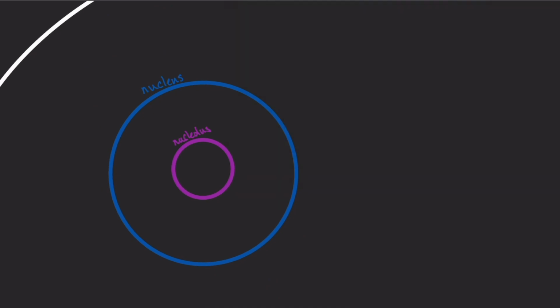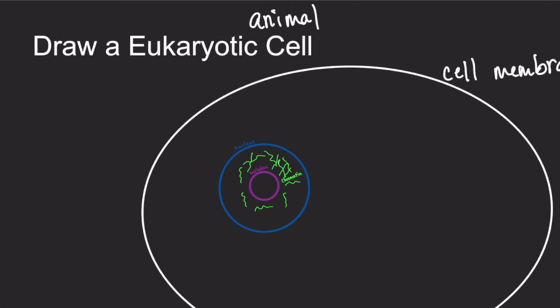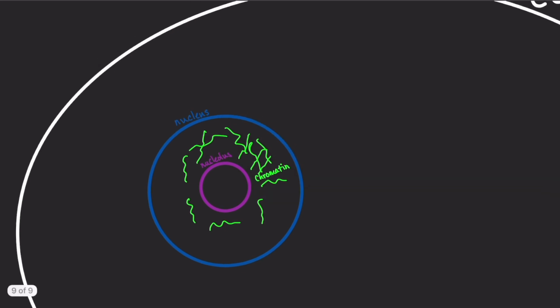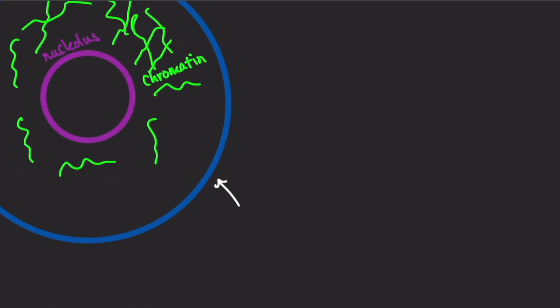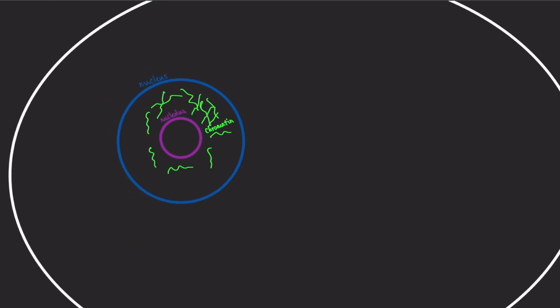Then let's also, very quickly, draw in some genetic material. Kind of, doesn't really matter. We'll talk more about DNA in the future. And we'll call this chromatin. Okay? And we'll get into chromatin, chromatid, chromosomes, all that stuff when we talk about DNA. Okay? So now, off of the nucleus, remember, this membrane here is semi-permeable. It's the nuclear envelope. Okay?